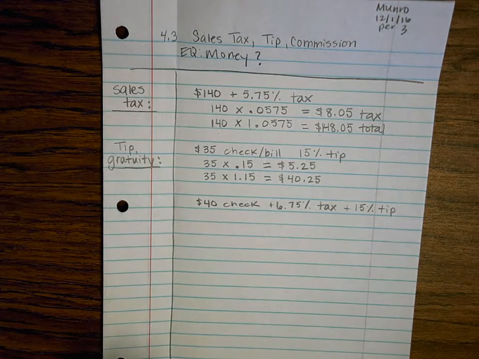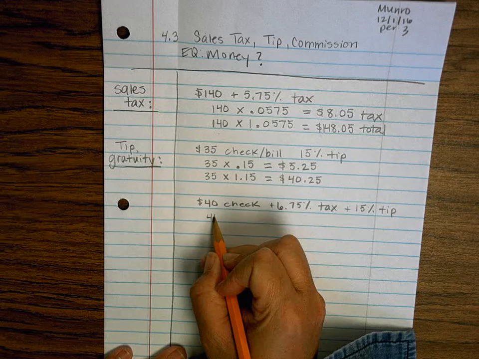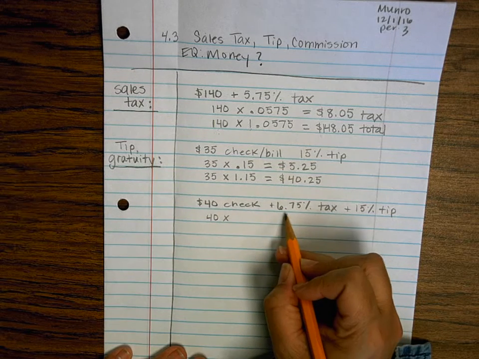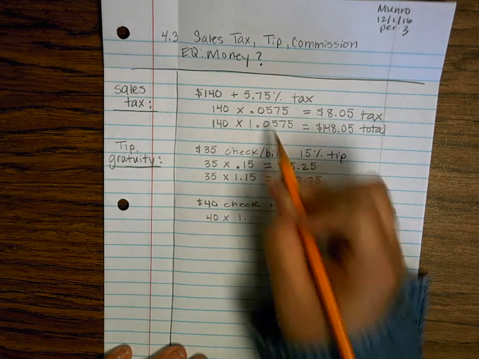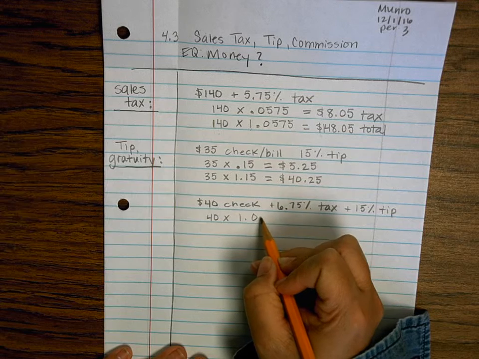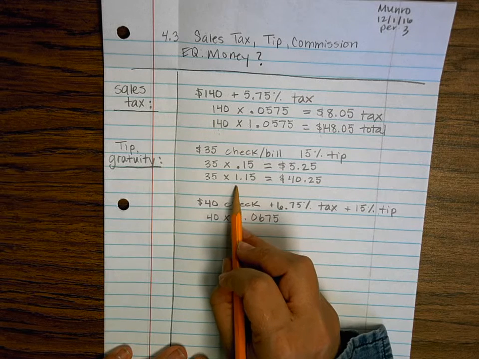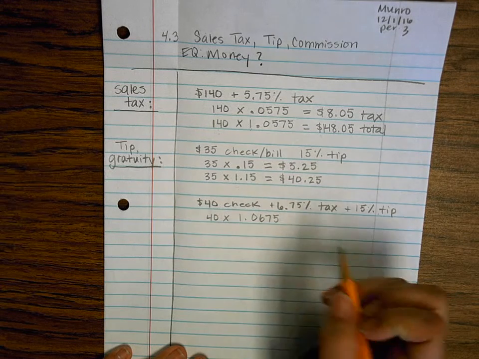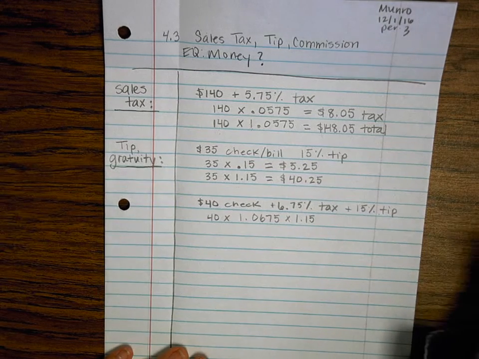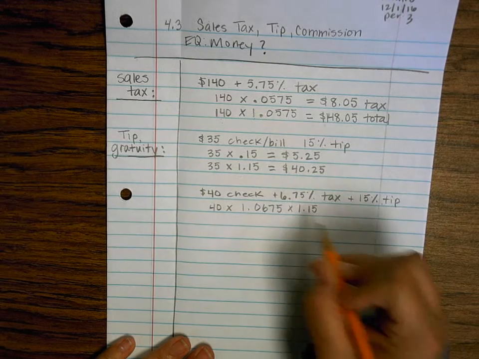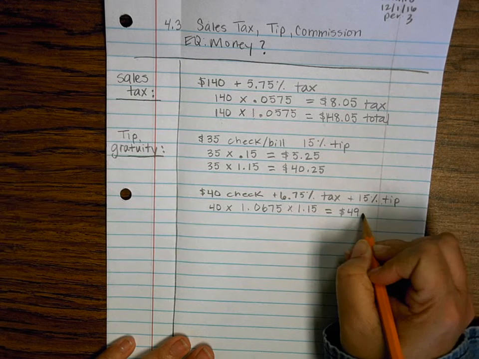Okay, so we can do this pretty much all at one time. I'll show you how. You take the 40, you multiply that by the tax. What could I multiply this one by? 1.0675. Good. Look at the first example up there, right? 0 for 0.0675. And then how could I do the tip? 1.15. So I can do this all in one swoop, which is what the calculators and computers do now, right? So I can do 40 times that, and I should get a total of $49.11.